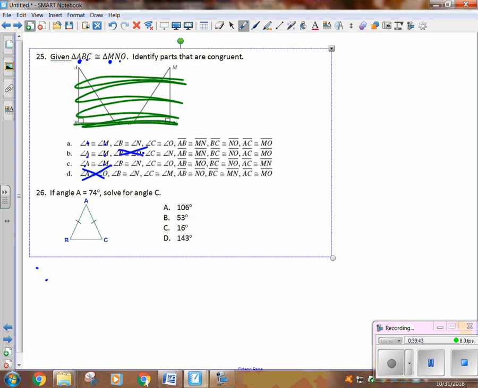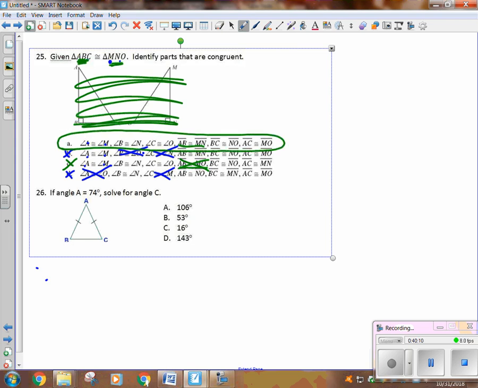This one's out. So far, B is out, D is out. Okay, C matches up to O, C to O, C to N. Of course, we already knew B was out. So now I've narrowed it. Now I have to go back and check my line segments. AB is the first two, MN. AB and MN, AB and MO. Now I know C is out. A has to be the correct answer.